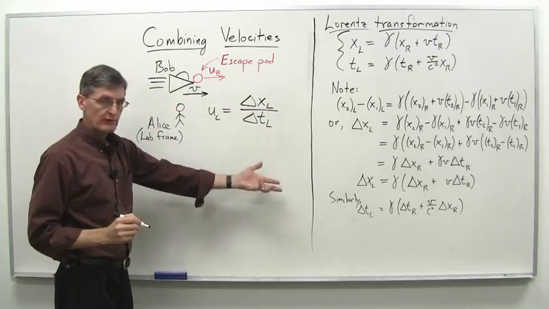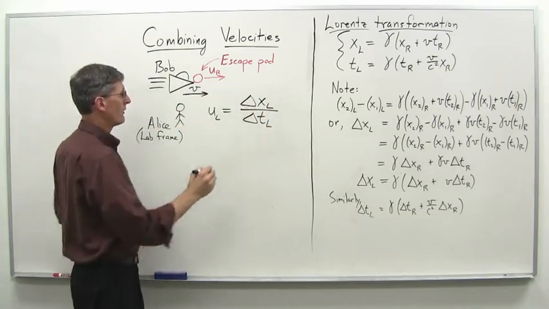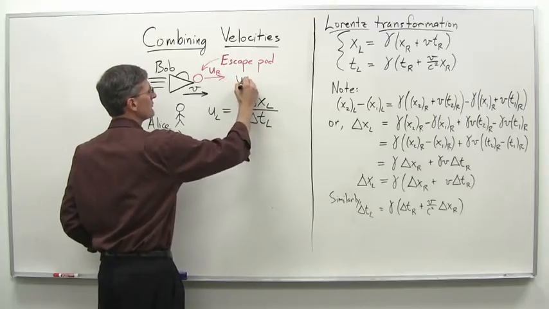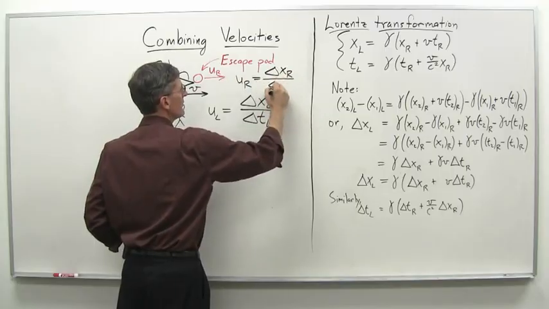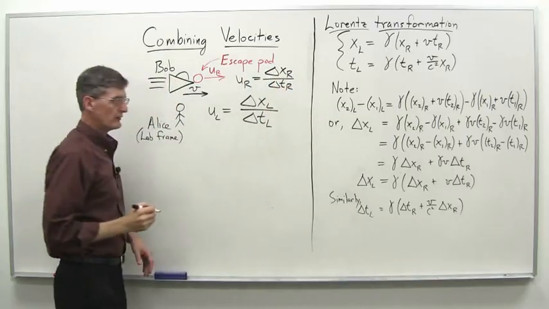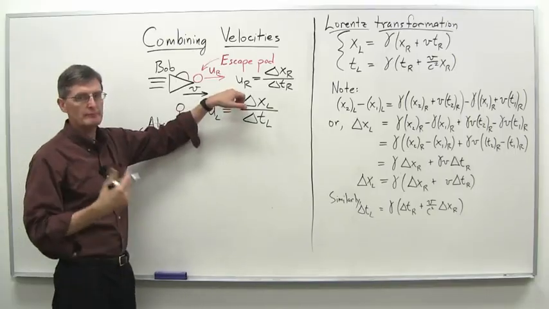Lorentz transformation. Okay? And we know u sub r up here, or remind ourselves, u sub r equals delta x sub r over delta t sub r. And that's given to us. Bob measures that for us.